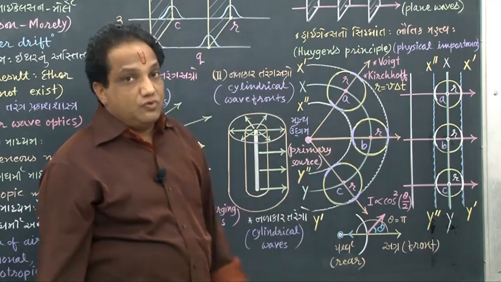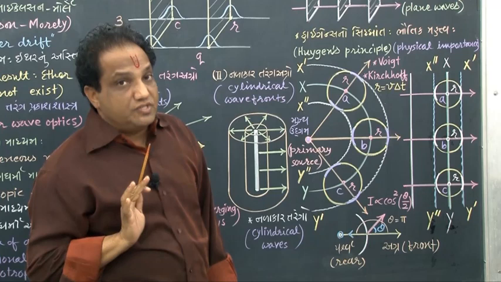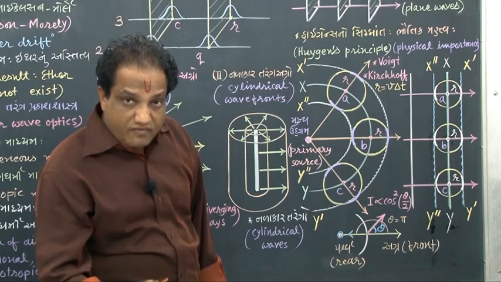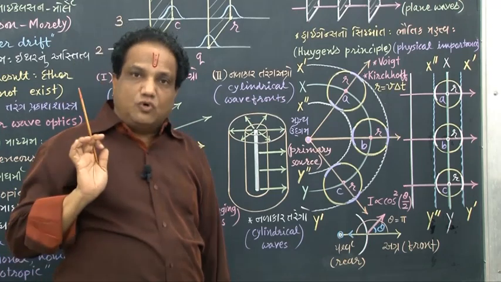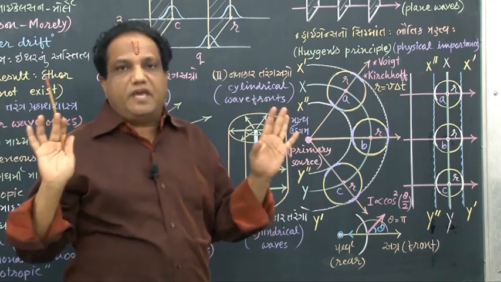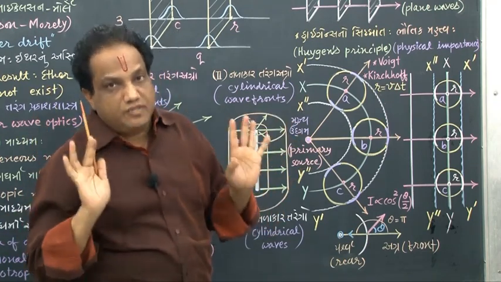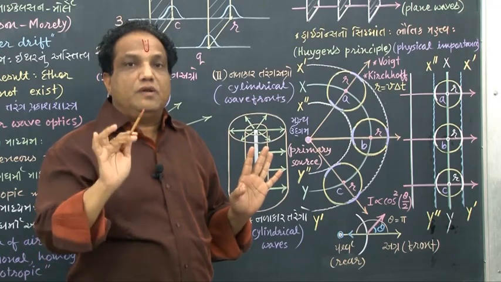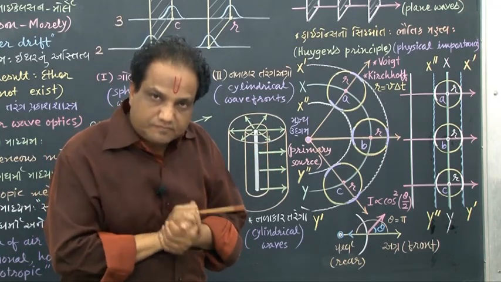Then this fact gives you the limitation of Huygens principle. Why does any wave not propagate towards the source? This fact cannot be explained using Huygens principle. This fact gives you the limitation of Huygens principle.